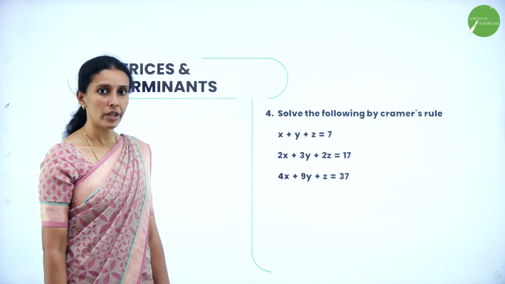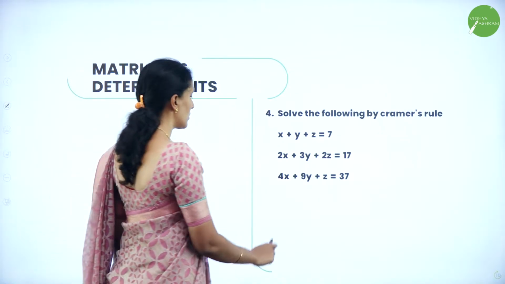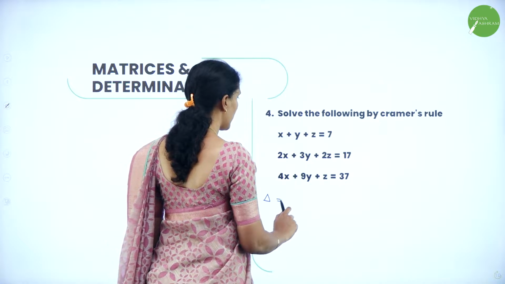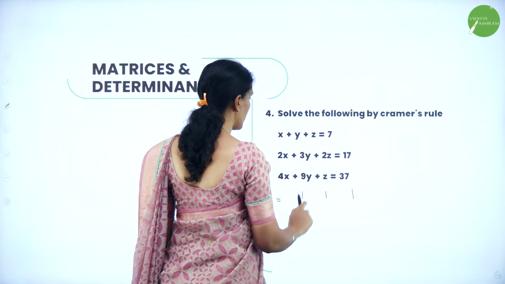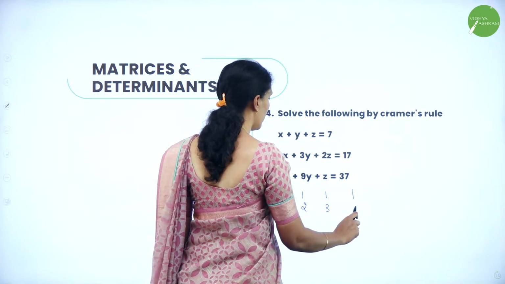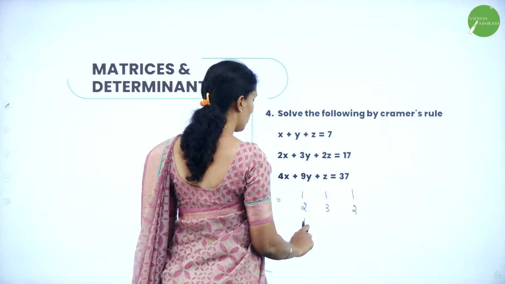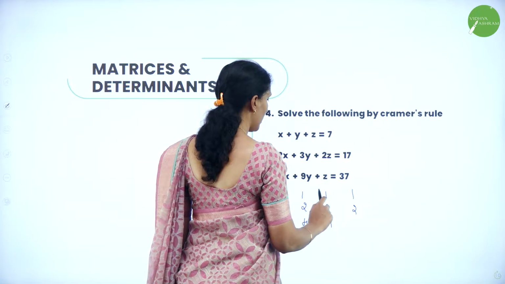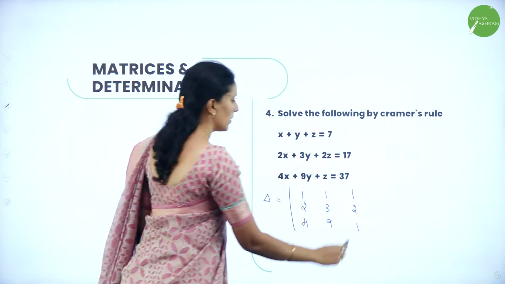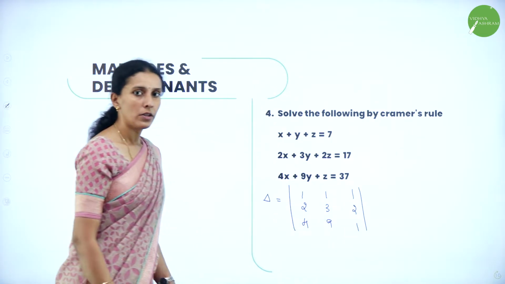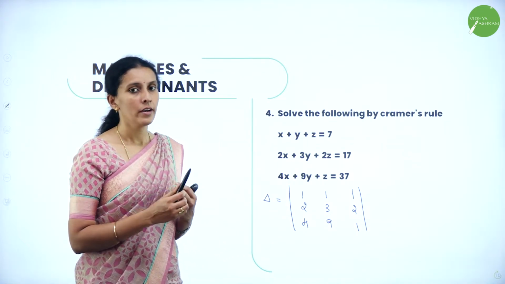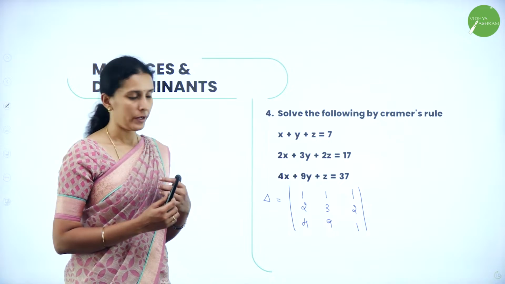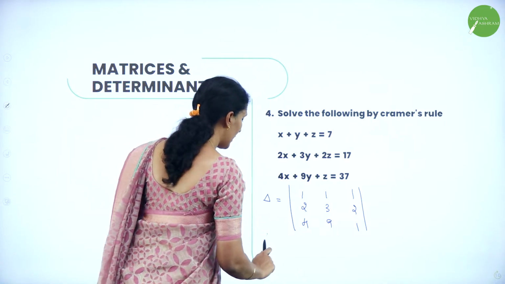Here we have a 3 cross 3 square matrix. So let's write delta is equal to 1, 1, 1. Coefficients here 2, 3, 2. Next we have 4, 9, 1. So this is our delta. So either you can expand this with the numericals or you can do it with the column or row operation. So let us expand delta.